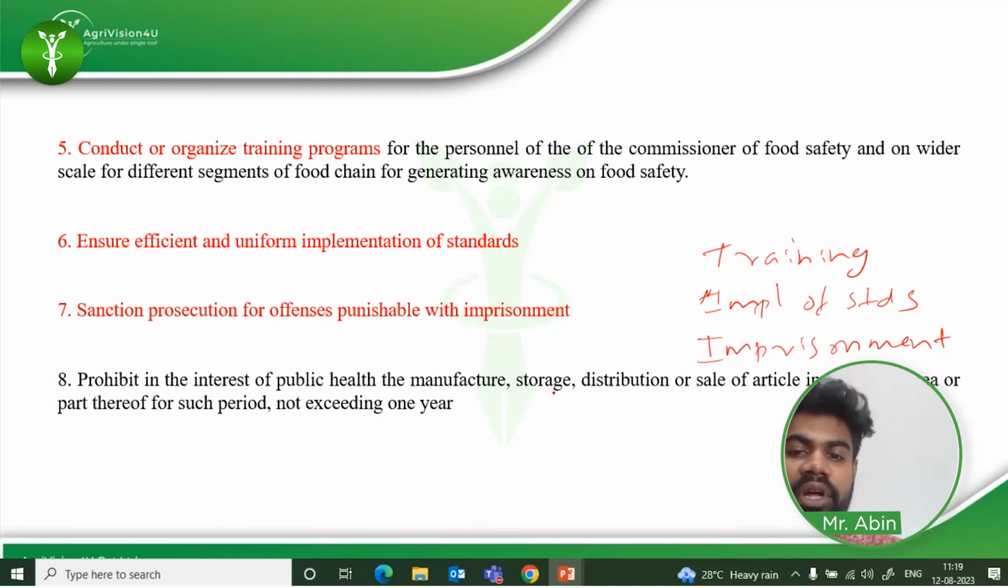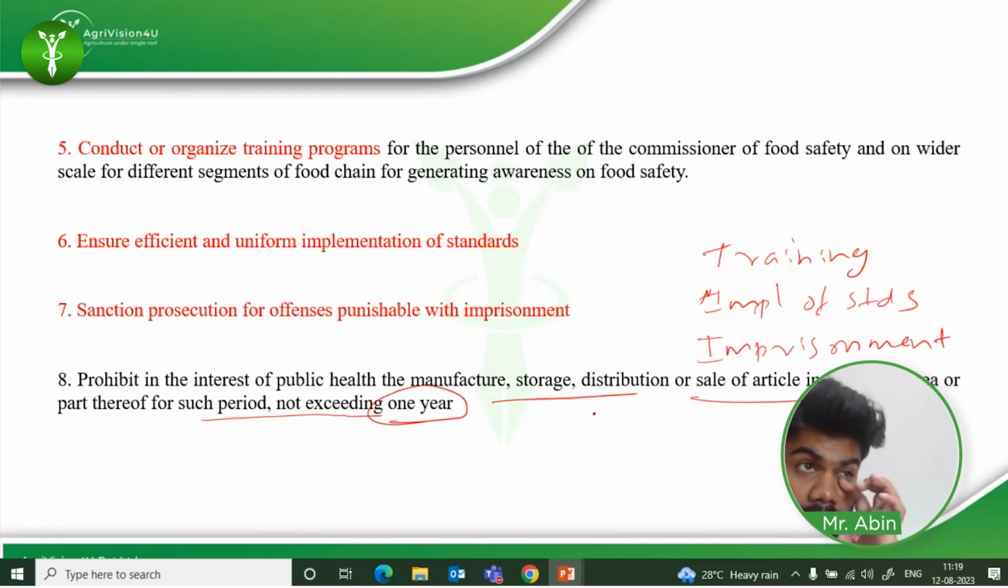Prohibit, in the interest of public health, the manufacture, storage, distribution, or sale of an article in the whole area or part thereof for such period not exceeding 1 year. This is very important. Recently in Kerala, and in many states, this has been happening. In Kerala, a restriction on egg mayonnaise was imposed.